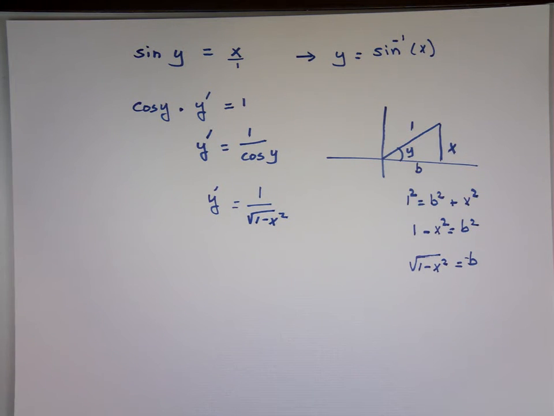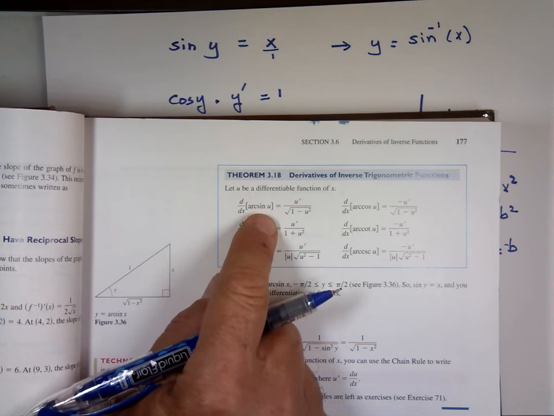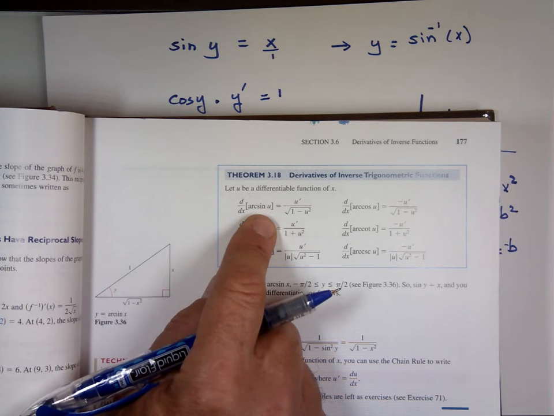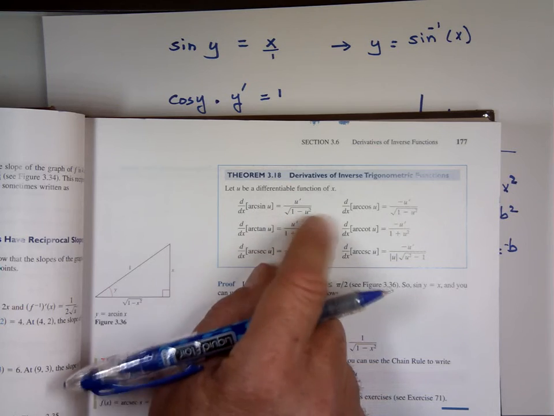What's interesting, if I show you now the next section, what's the derivative of the inverse sine of, well, we're using x here. If this is x, it will be 1 over the square root of 1 minus x squared. That's the answer we got here.